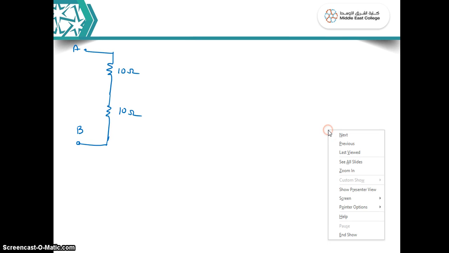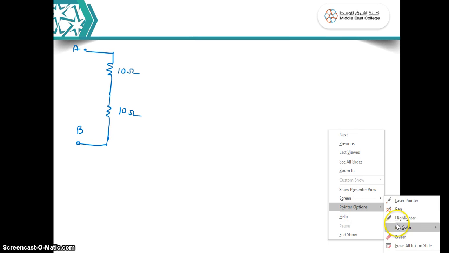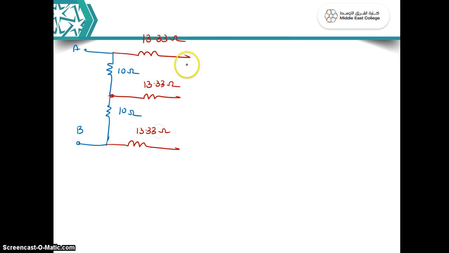So here you have 13.33 ohm, here again 13.33 ohm, here again 13.33 ohm. So now your circuit is reduced like this.